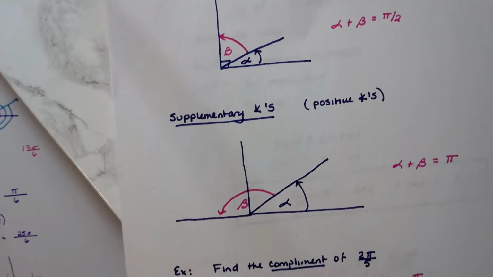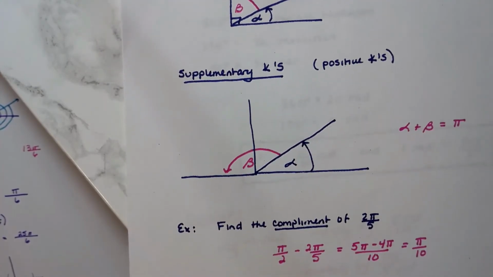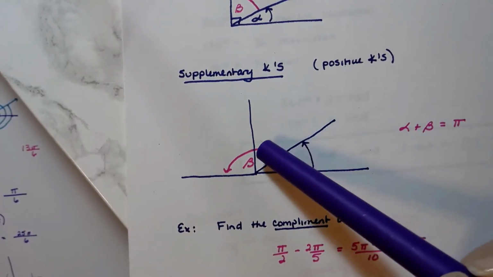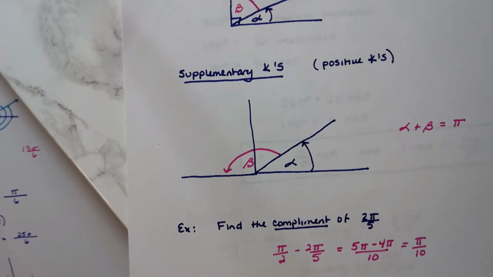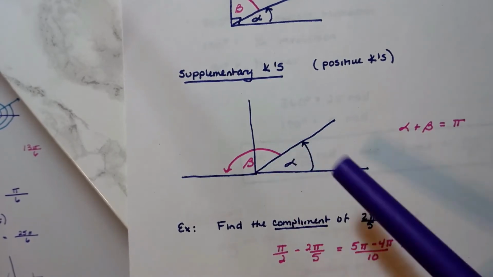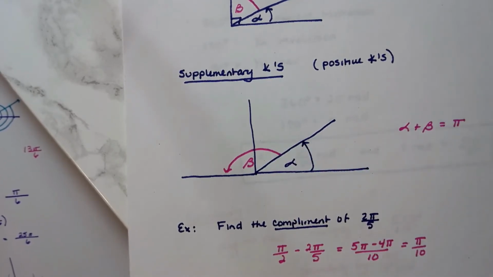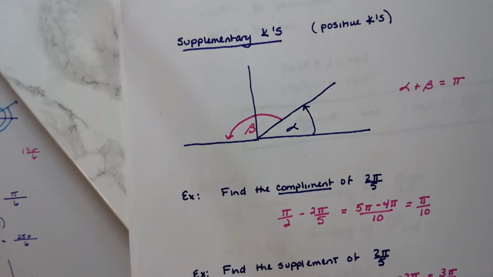Supplementary angles sum to 180 degrees. I have an angle alpha here and an angle beta here. If I add alpha to beta, they should add up to 180 degrees, or in radians, pi.